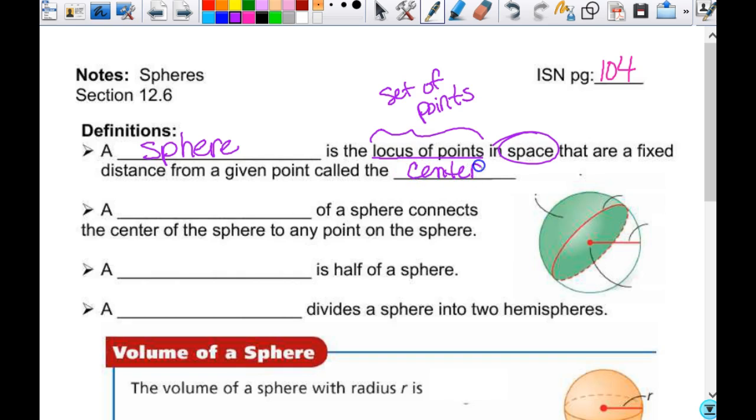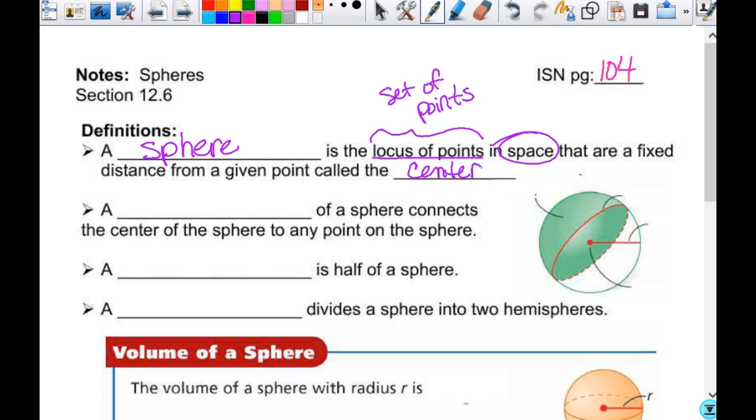The only difference between this definition and the definition of a circle is that word space. Because the definition of a circle is the set of all points in a plane that are a fixed distance from a given point called the center. So it goes from a two-dimensional thing to a three-dimensional thing.